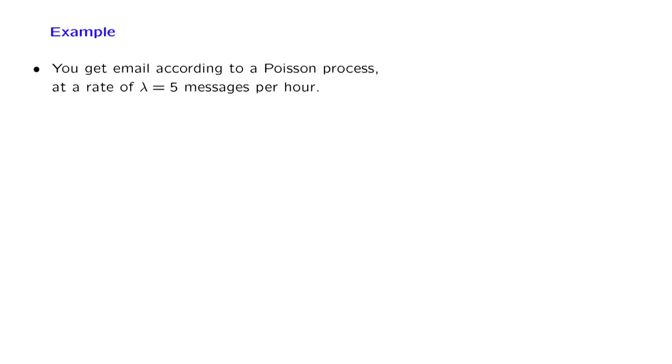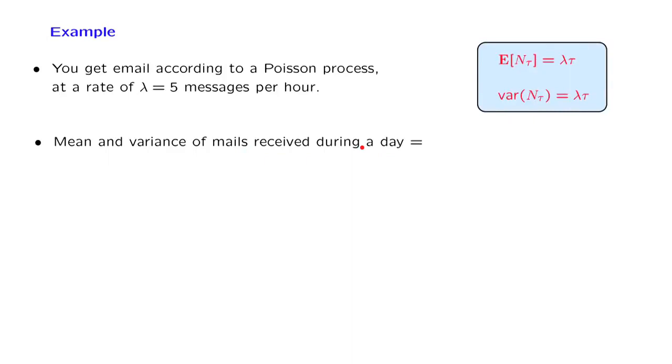Nevertheless, the assumption that we will make, at least for this problem, is that emails arrive as a Poisson process with a fixed rate of 5 messages per hour. What is the mean and the variance of the number of emails received during a day? Well, we have formulas for the mean and the variance, and in this problem we have a lambda equal to 5 and tau consists of 24 hours, so the answer is 5 times 24. And this answer applies to both the mean and the variance because for the Poisson random variable, these are the same.